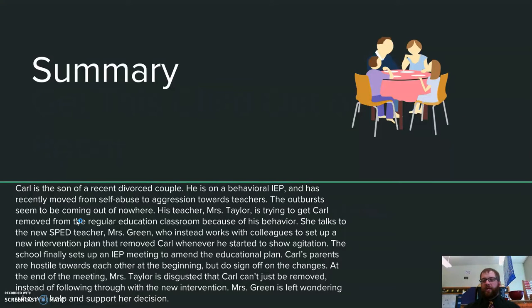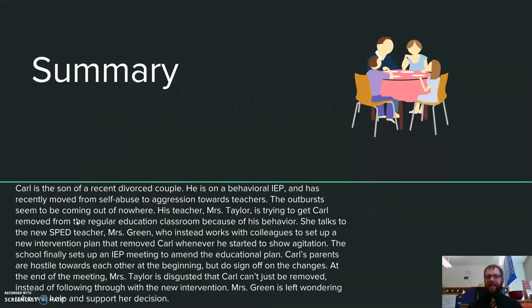Mrs. Taylor is his teacher, and she had a good reputation with the old SPED teacher, but now it is a brand new special ed teacher, Mrs. Green. Mrs. Taylor would like Carl to just be completely removed from her classroom when he gets disruptive, and Mrs. Green is trying to set up an intervention plan that would just remove him for a short amount of time until he can be placed back inside the regular ed room.